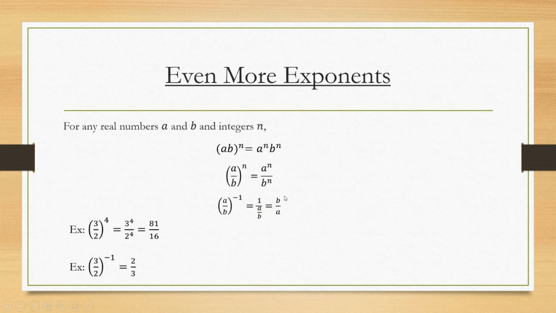And again, it's good to see some examples, so I threw some examples in here. So we have (3 over 2) to the 4th. That's 3 to the 4th divided by 2 to the 4th. So I'm using the second rule here, a fraction raised to a power. If you carry out the products, you get 81 over 16. Here, I'm using the bottom rule. If you have (3 over 2) to the negative 1, you just invert it. That is, you flip it. You get 2 over 3. That's all I'm trying to say here. Let's do another slide.